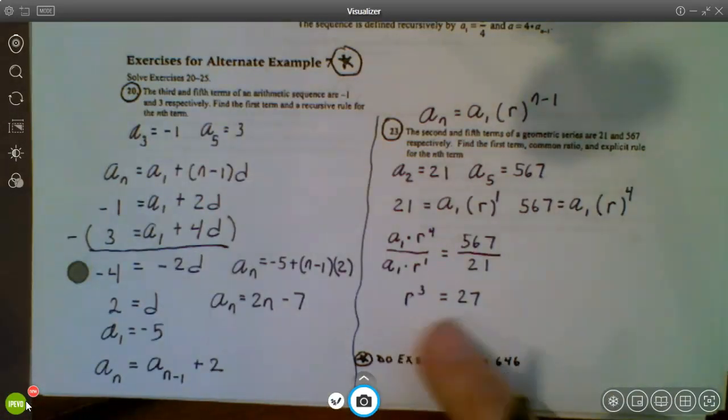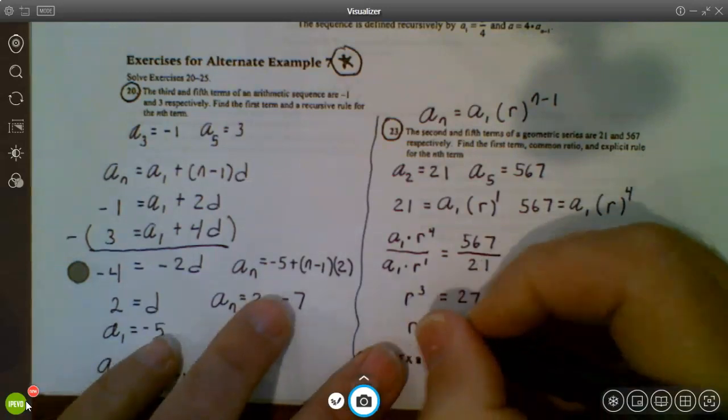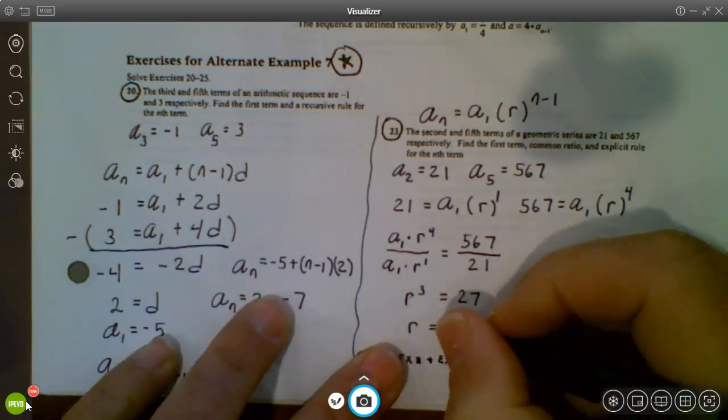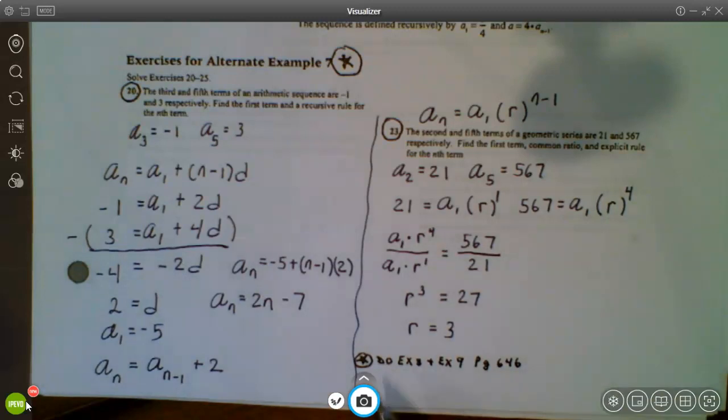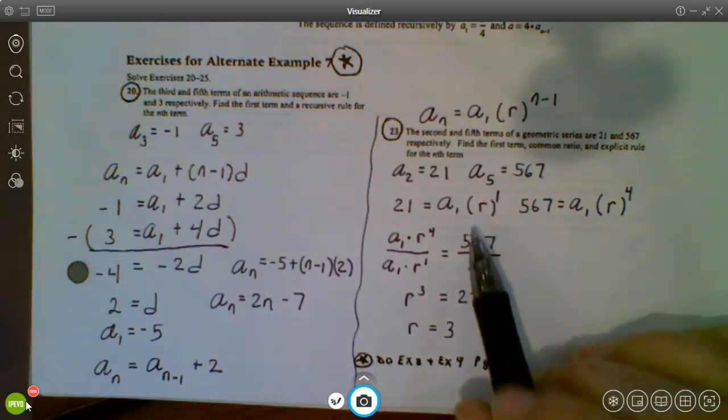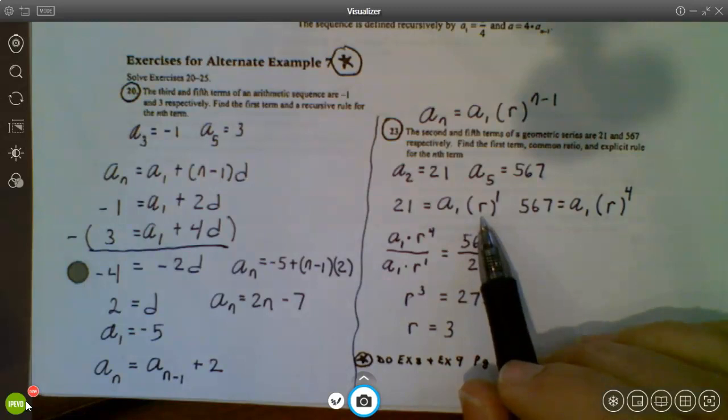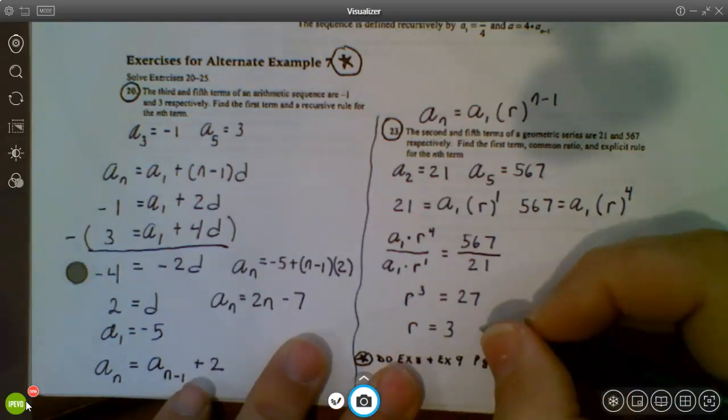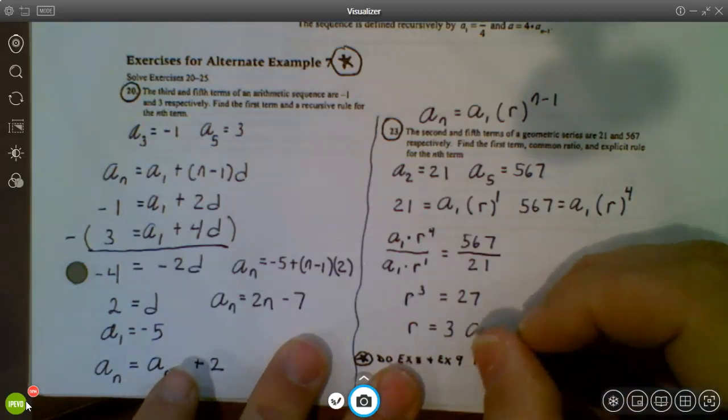Now I can simply cube root both sides to figure out my common ratio. It is 3. Just as a quick side note, if that was an even exponent and you had to take an even root of both sides, you do need to throw in a plus or minus in that situation. If my common ratio is 3, let's just plug that back into a nice easy formula to figure out what our first term is. So if I put a 3 right there and solve that equation, I'm going to figure out my first term is 7.